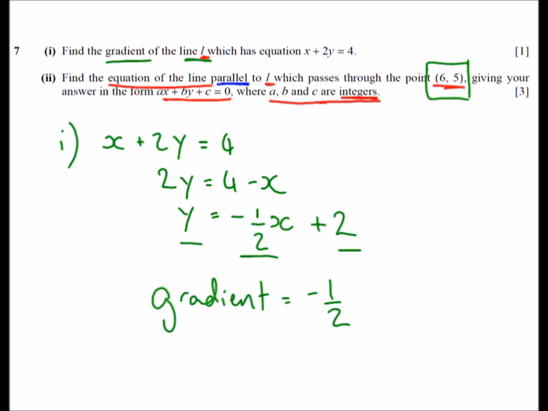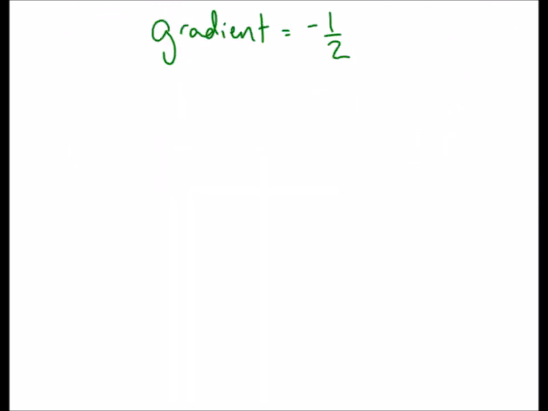So parallel means I've got the line L, I've got the coordinate 6, 5, and the line we're looking for, which goes through the point 6, 5, has the same gradient as L. And we know from part I, L had the gradient -1/2. So I know that the gradient of this line must be -1/2. So let's have a go at part II. We're looking for a line with gradient equal to -1/2, and it's got to go through the coordinate 6, 5.